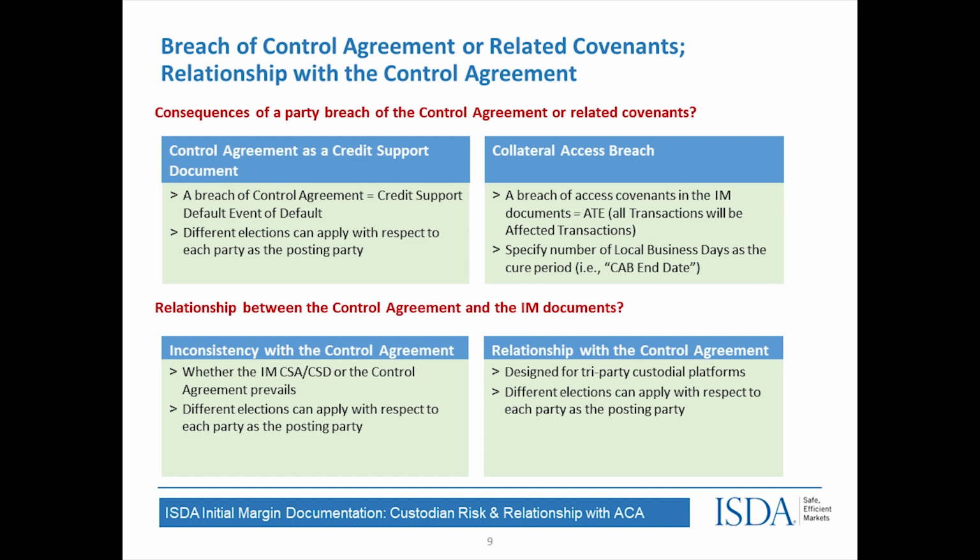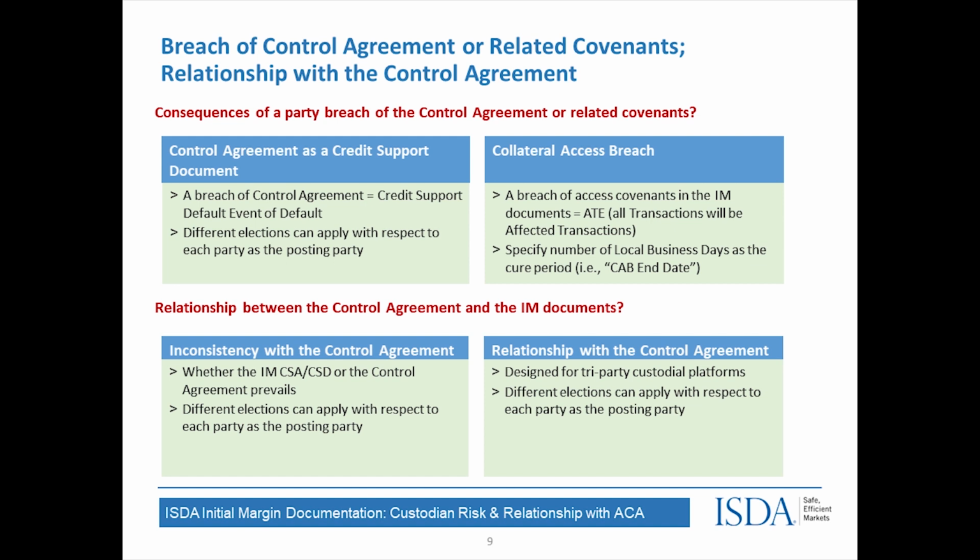And there's different ways to accomplish this. One, you can make the control agreement a credit support document, wherein a breach of the control agreement leads to a credit support event of default. As it's noted on this slide, you can have it so that it's a breach for one but not the other. Similarly, there's a new concept here in the IMCSA, which is called a collateral access breach. The collateral access breach indicates that if you violate a covenant and seize the collateral, create instructions when you're not supposed to, it leads to an ATE. Here, a collateral access breach, and all transactions will be affected transactions.